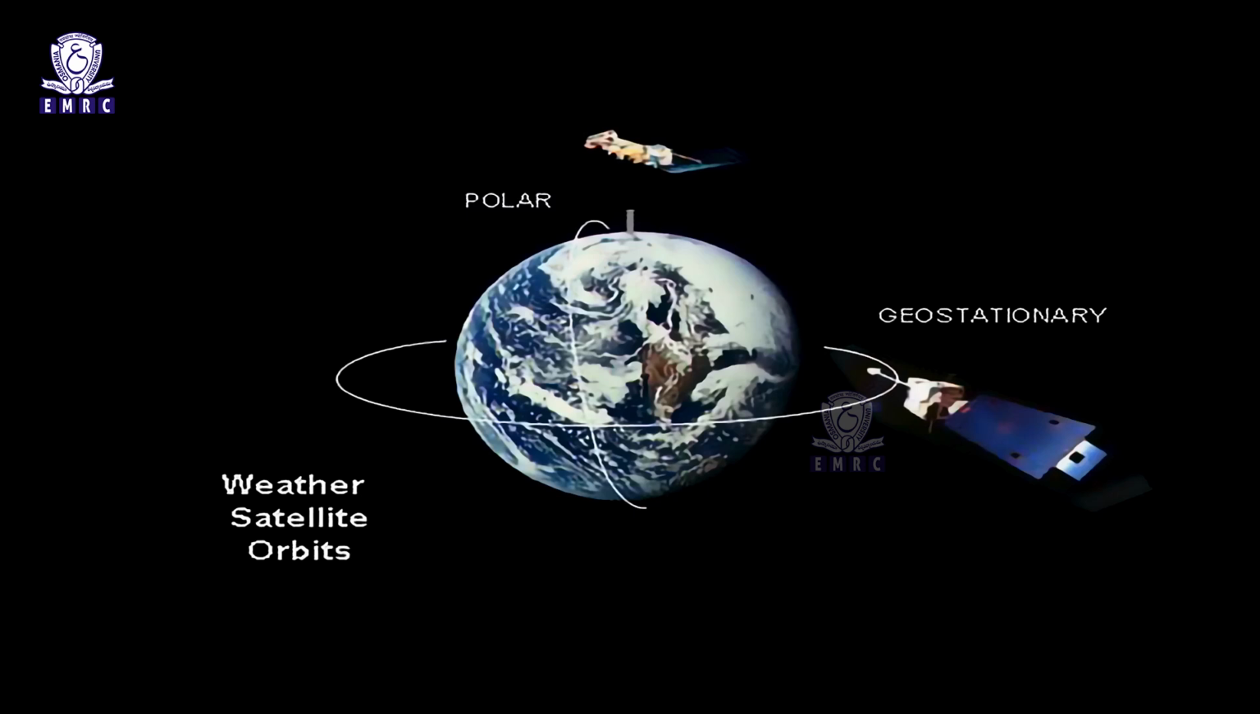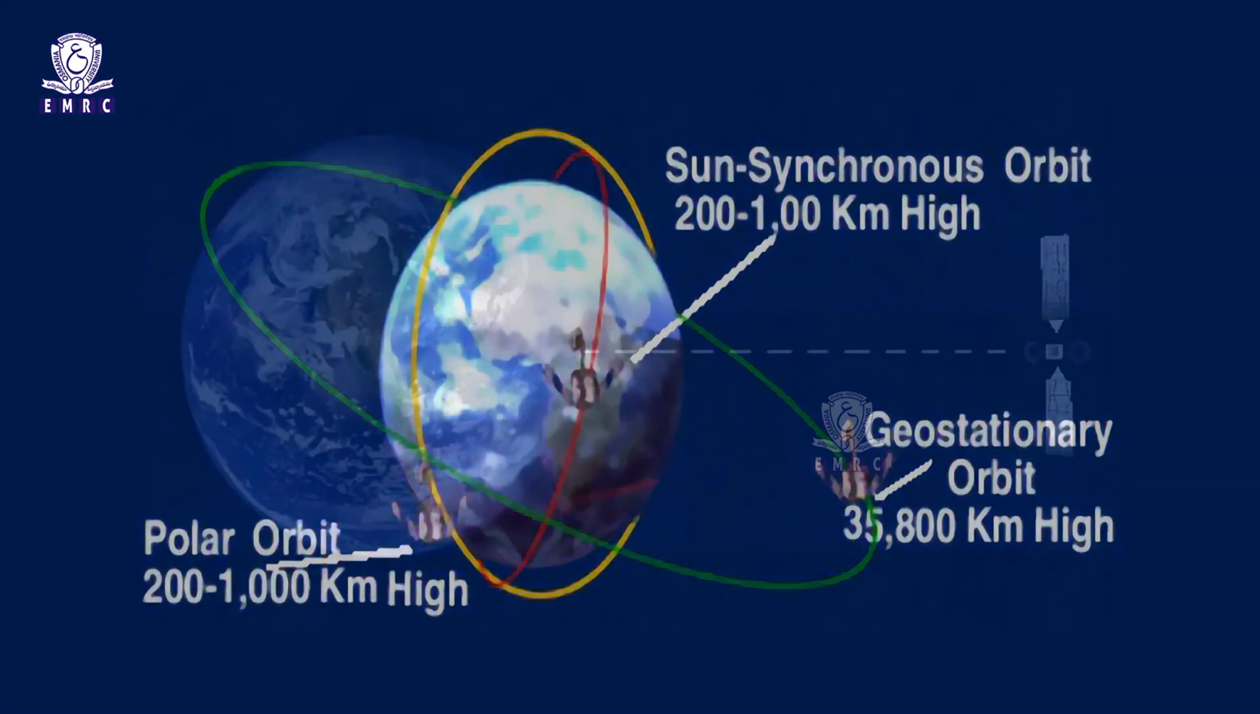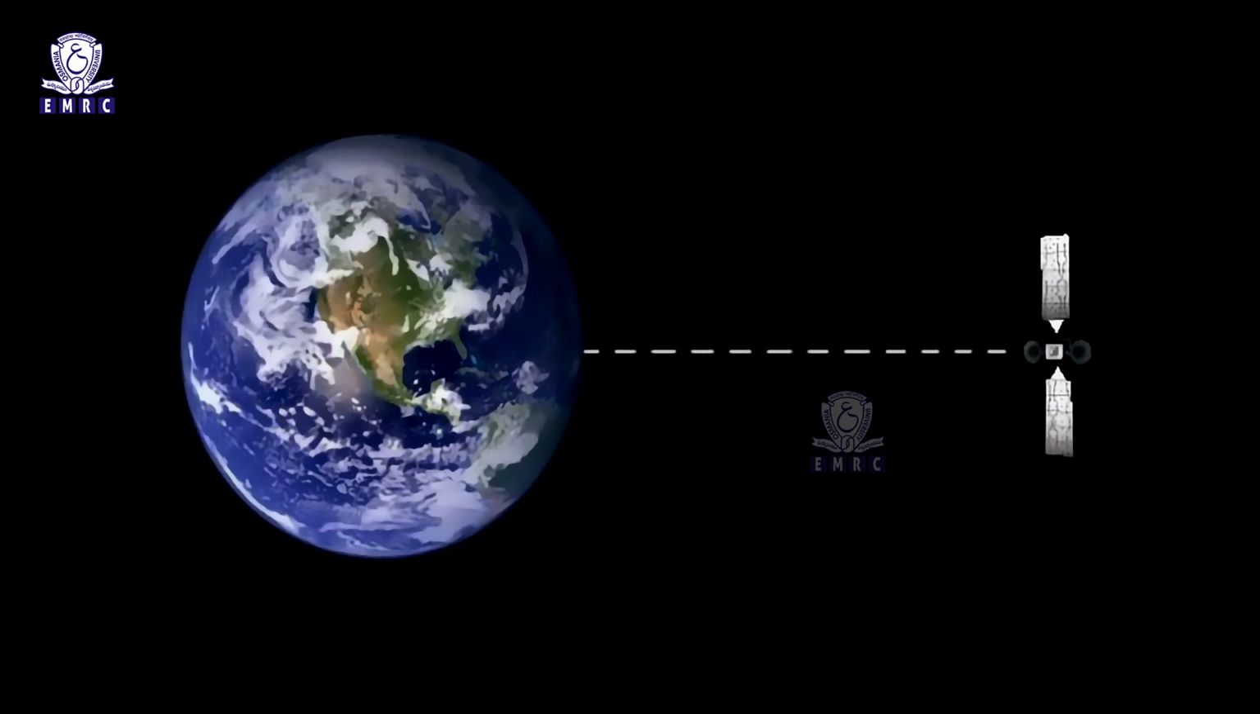There are two basic types of weather satellites, those in geostationary orbit and those in the polar orbit. Geostationary satellites orbit very high above the Earth at an altitude of 35,800 kilometers, that is the orbital altitude. They orbit the Earth in the same amount of time it takes the Earth to revolve once. Therefore, the satellite appears to stay still, always above the same area of the Earth. This orbit allows the satellite to monitor the same region all the time.